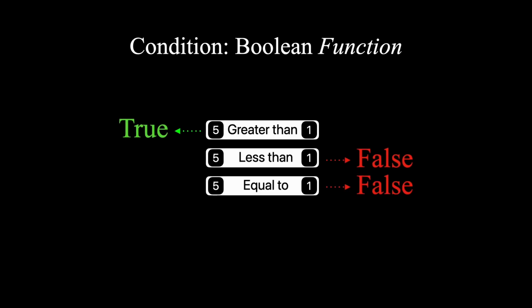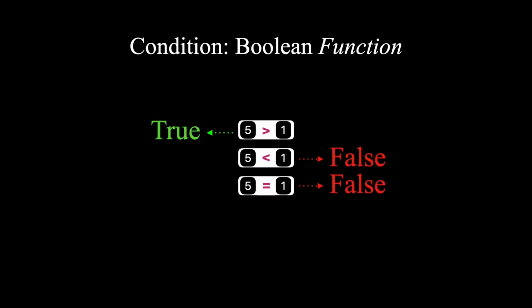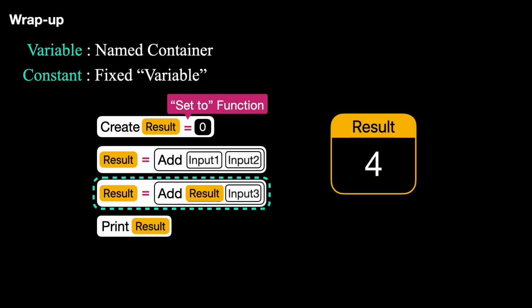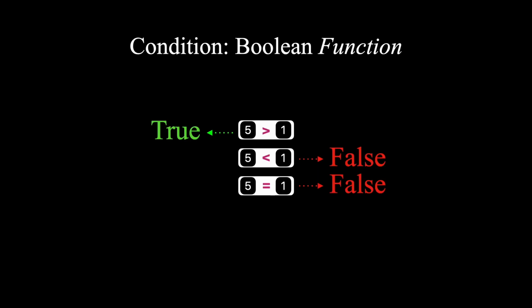Or compared to numbers, greater than, less than, or equal to. We can also use math signs to simplify the syntax. However, remember the last episode, we already used the equal sign to represent the set function, so we use a double equal sign instead to represent the equal to function.